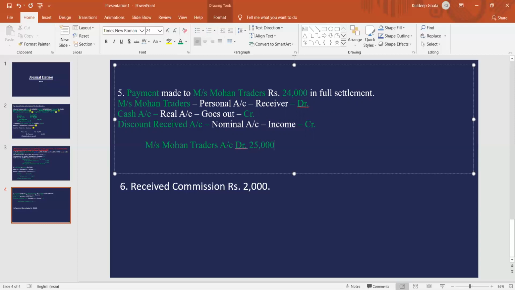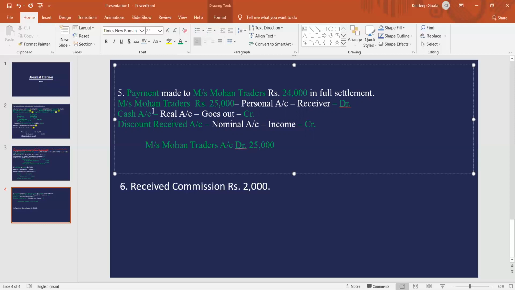25,000. Why 25,000? Because I am going to settle his account. I am going to close his account. So that is why Mohan Trader will be taken as 25,000. Let me write here also so that you can understand. We are settling his account of 25,000. So we will write 25,000 and we will close his account.